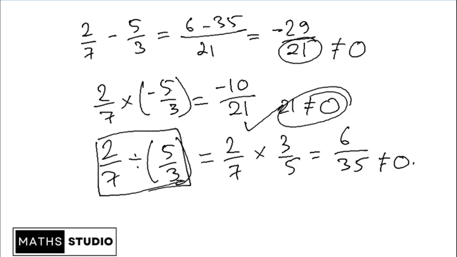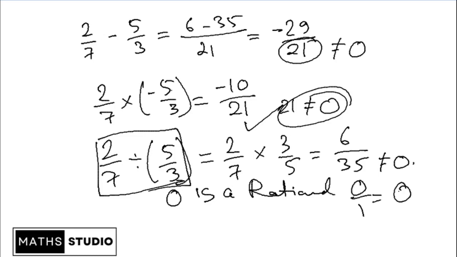In case of division, 0 is a rational number, right? Because what is 0? We can write 0 by 1, that is same as 0. So denominator is not equal to 0. So technically it's a rational number.